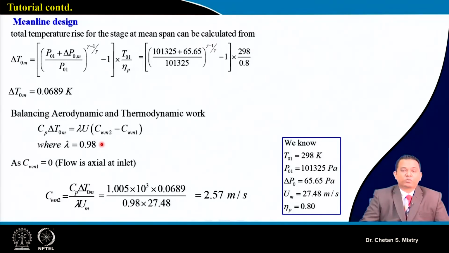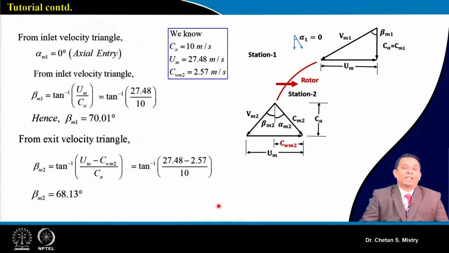Now this Cw1 we are taking to be 0, assuming our entry to be axial. Under that configuration we can calculate our whirl component at the exit, and that is coming 2.57 meter per second. Now that this whirl component is known to us, our next step is calculating other parameters, like the blade angles. So tan beta 1 is given by U by Ca, and that is coming 70.01 degree. In the same way my exit flow angle is coming 68.13 degree.